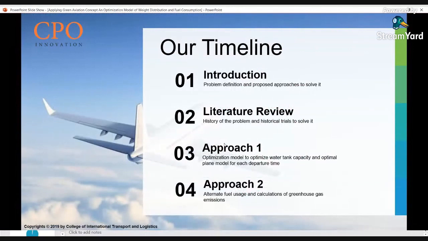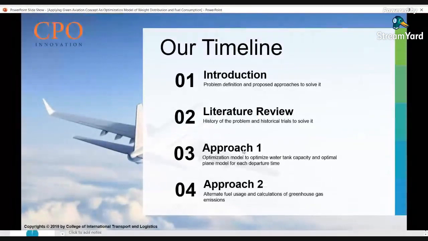So our timeline is very simple. We are going to start off with an introduction, a general problem definition. What exactly is the problem? How big is it? How can we solve it? What are the factors affecting it? Then we'll be highlighting some important and effective trials made by different players in the aviation sector, by various global entities across the globe, as they try to reduce greenhouse emissions by optimizing different operations across the chain of the aviation sector.